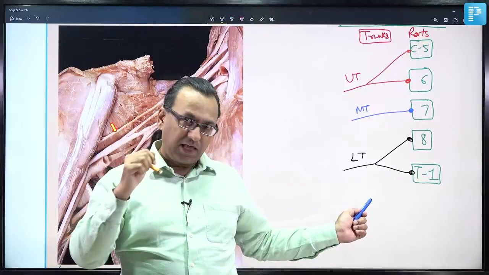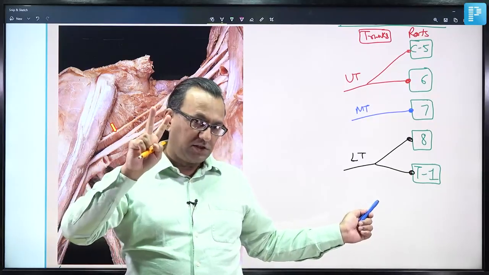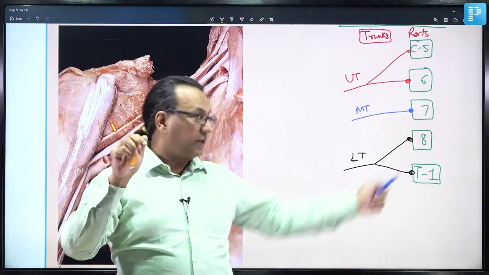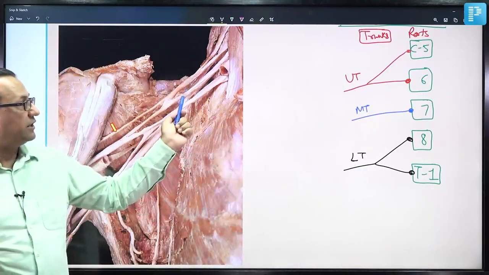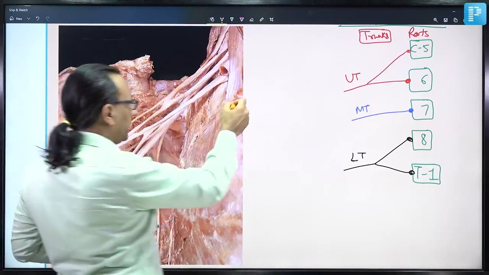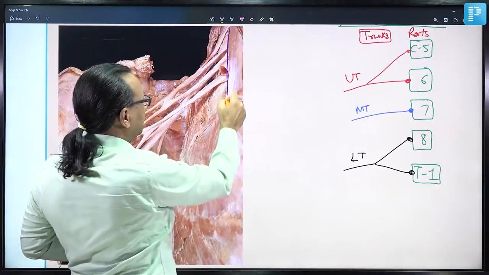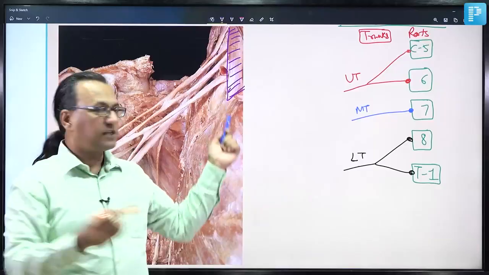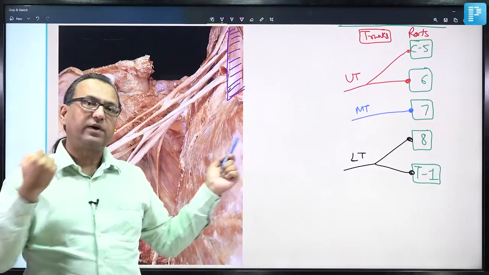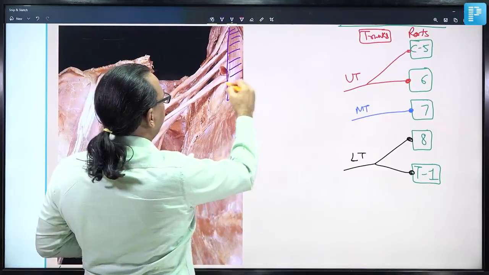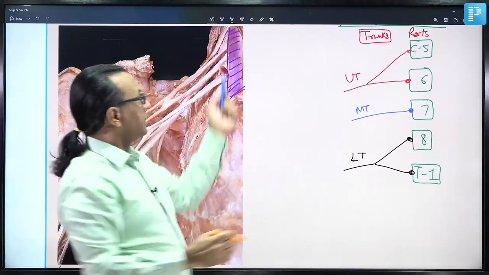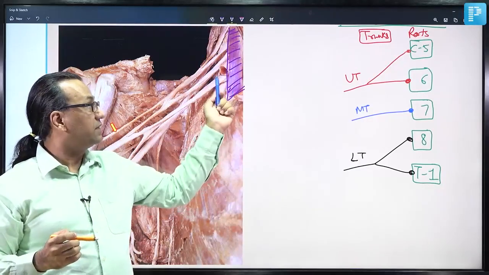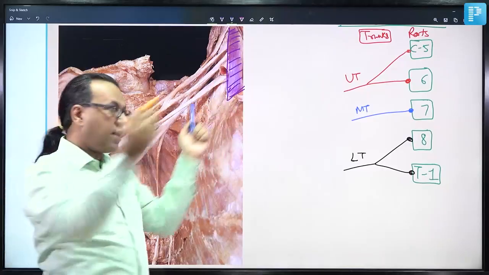Now trunks, they give anterior and posterior division. Before we start talking about those divisions, let us show these details in this diagram as well. First of all, let us mark some muscles here. This is the scalenus anterior muscle, which is in the neck region and is inserting on the inner border of the first rib. This scalenus anterior muscle lies anterior to the brachial plexus. It also lies anterior to this vessel, which is the subclavian artery.